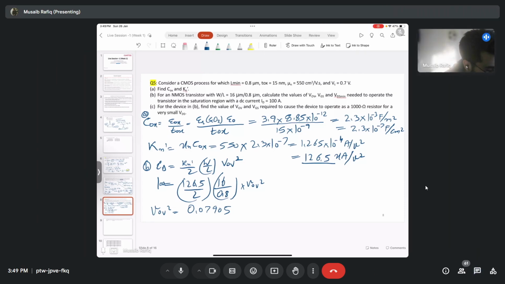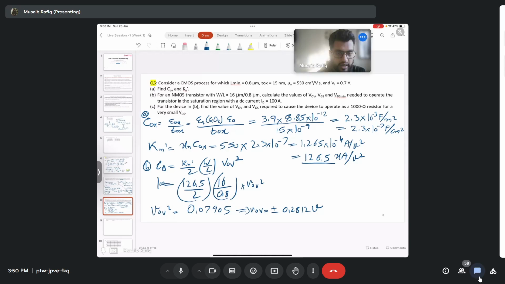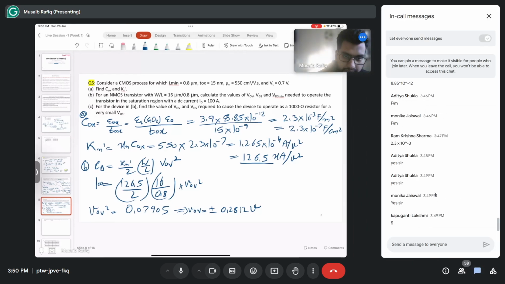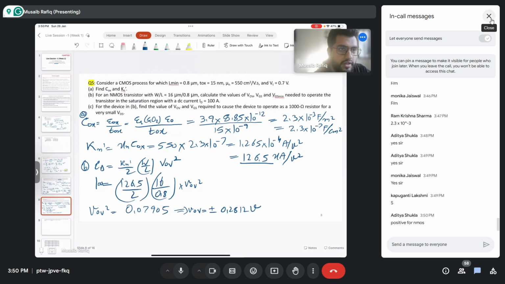Okay. Now V overdrive square is this, and then V overdrive will be equal to plus minus 0.2812 volt. So now we have two values for V overdrive, 0.28 and minus 0.28. Which one should we take? Positive. Yes, it's positive because we are having an N-channel device.